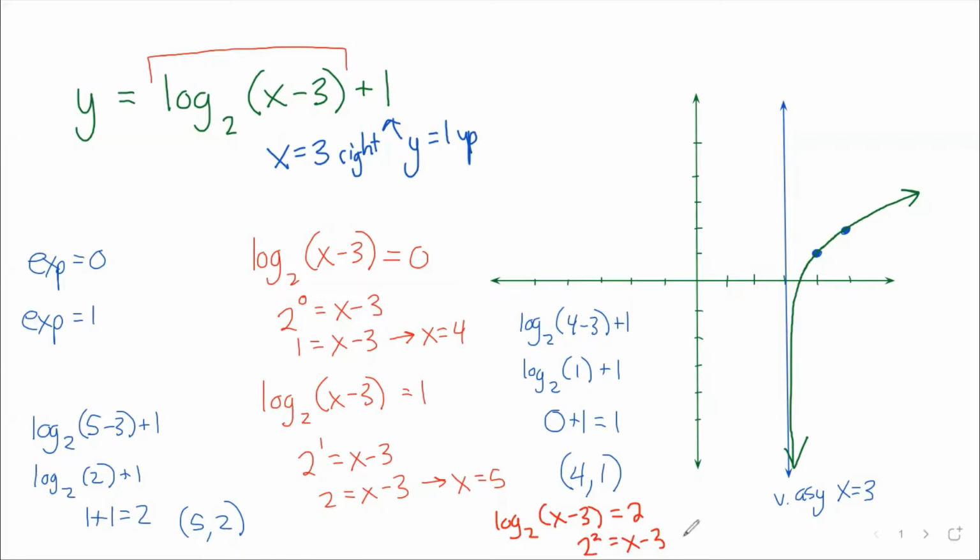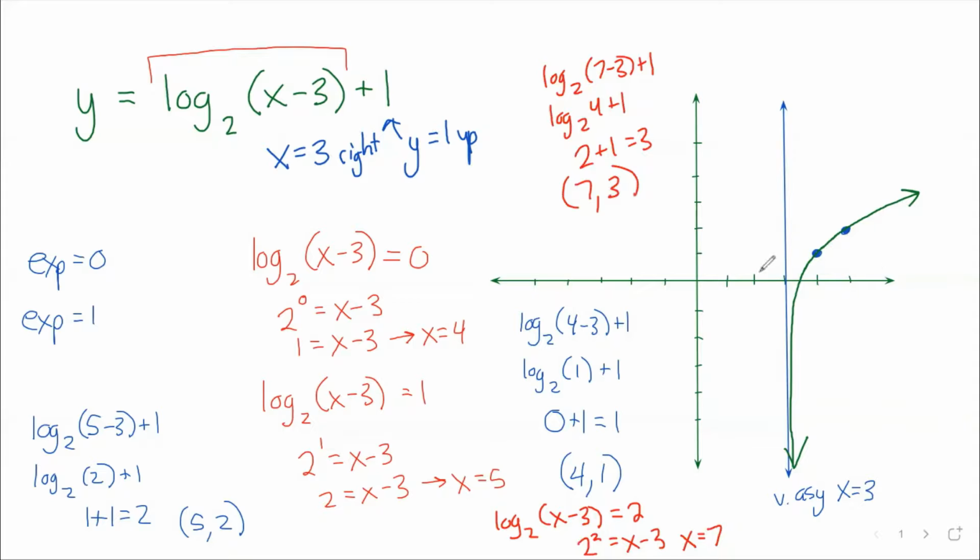So 4 equals x minus 3, x equals 7. And then we could plug that back in. Well, let's do it. Let's see what we get. Log base 2, 7 minus 3 plus 1. Log base 2 of 4 plus 1. We made this equal 2 on purpose. Okay, so when x is 7, y is 3.